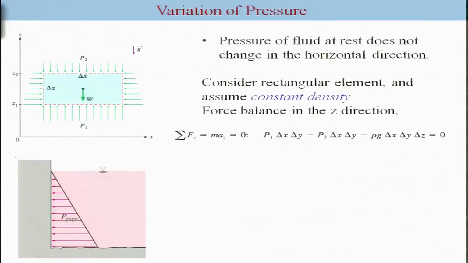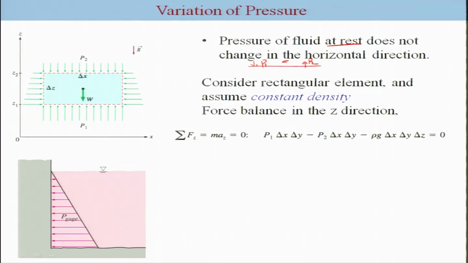Now, what is the variation of pressure? The pressure of a fluid at rest does not change in the horizontal direction. Okay. So, once it is at rest, because there is no flow, the forces along the horizontal directions are going to be constant. So, this pressure and this pressure, if at rest, are going to be the same.